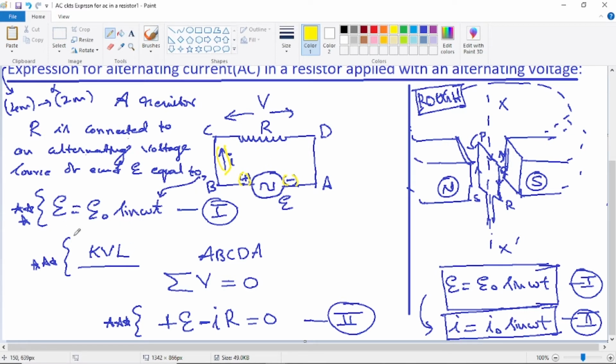Okay, now next. Applying, so I'll use the same color again. Applying KVL for loop ABCDA. So the next step is this: sigma V is equal to 0. All this is understood, so as it is, it can be taken.